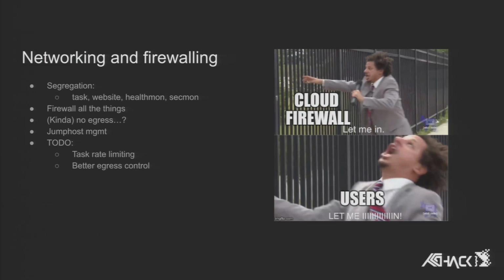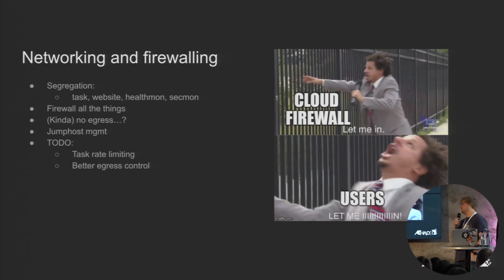It's pretty important to firewall all the things, because we don't want people to pivot in our network. So we're segregating what we can. As I said, the task infrastructure and website infrastructure are completely separated. So if someone managed to take control of one of the task VMs, they can't poke the website to change their score, for example. We're also segregating the health monitoring and security monitoring.